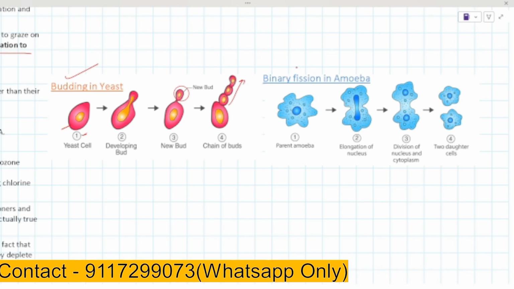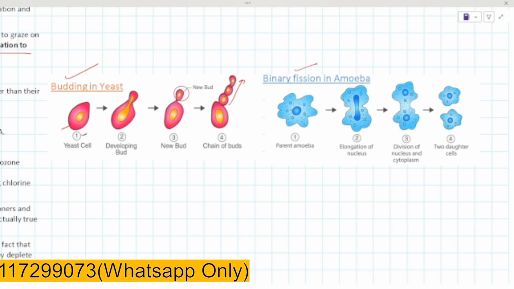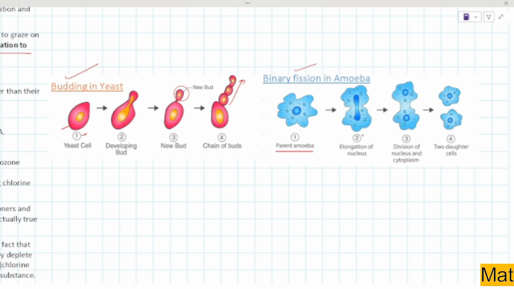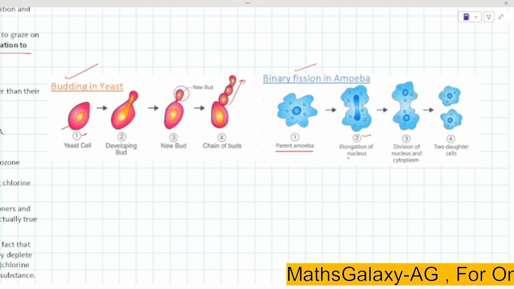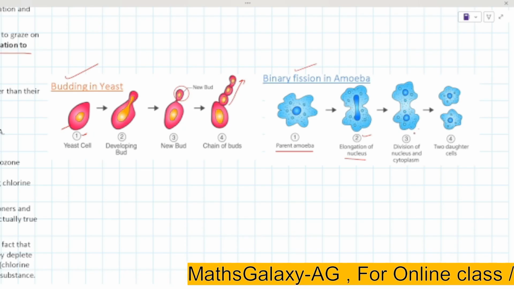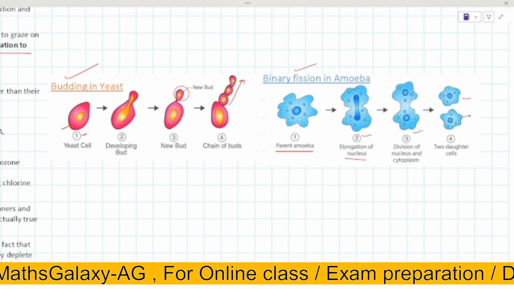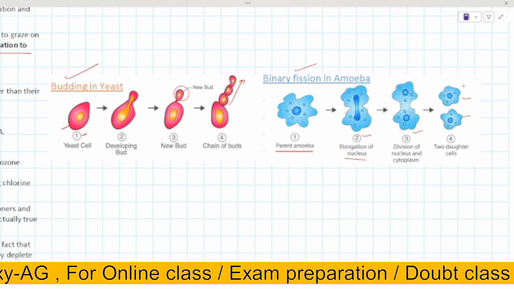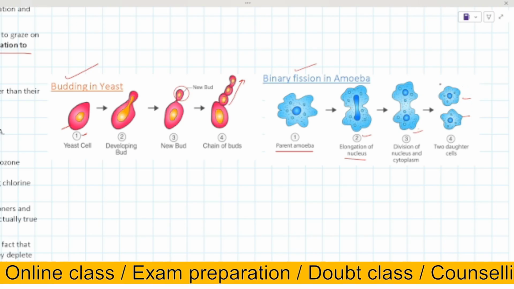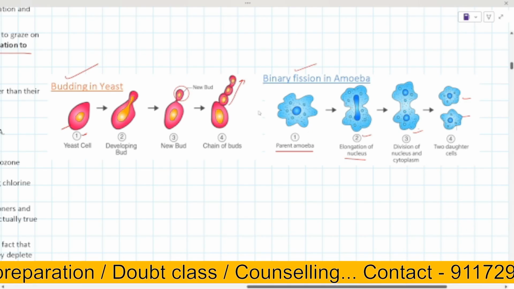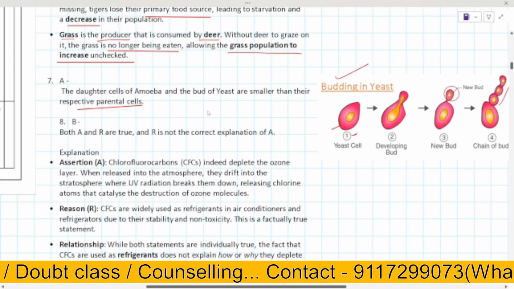Is it clear? Similarly, in binary fission, in amoeba, this is the parent amoeba. After that, the second one is the elongation of the nucleus, and this is the division of the nucleus. This is the two daughter cells. Is it clear? So as you can see, the daughter cells in both are smaller than their parental cell, right? Clear?